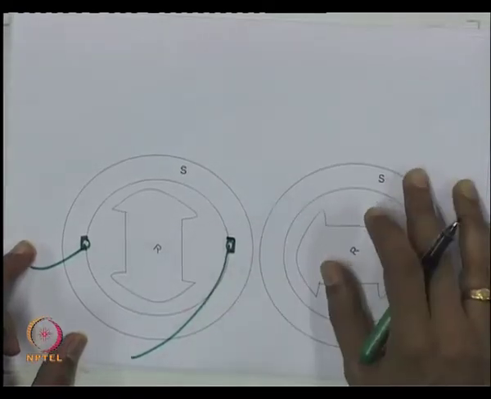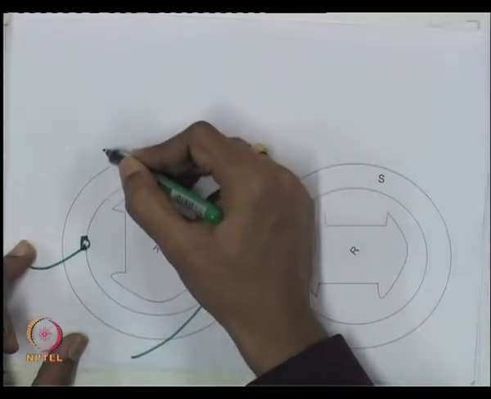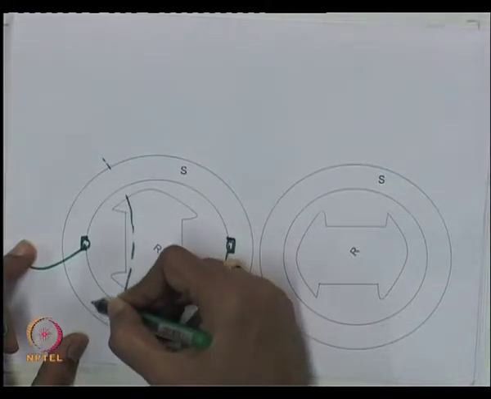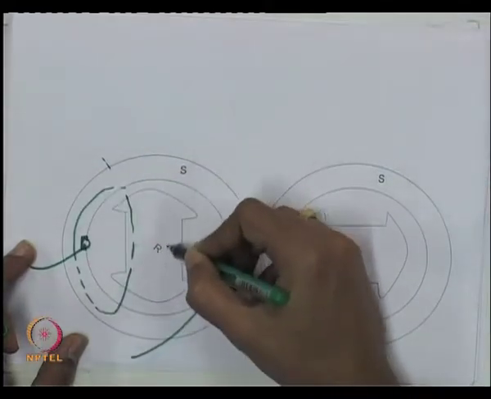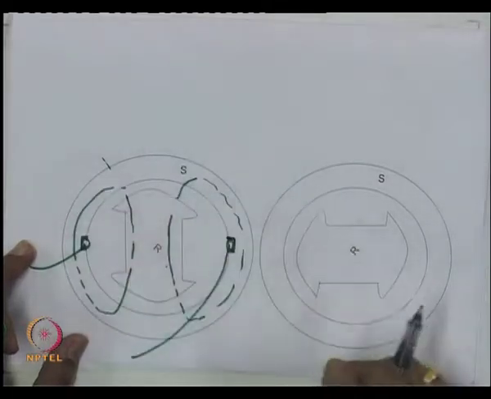So, if you look at this kind of, suppose this is the A winding, it will create a flux in this direction. So, you will have a flux like this, a flux of this kind. So, this A winding tends to cause a flux in this direction.